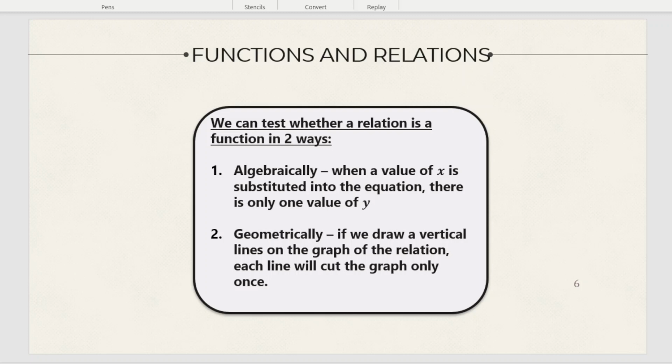We can also look at it geometrically. So if we draw a vertical line on the graph of the relation, each line will cut the graph only once. It's a function. So if I draw a vertical line straight down and it cuts through the graph more than one time, then it is not a function.